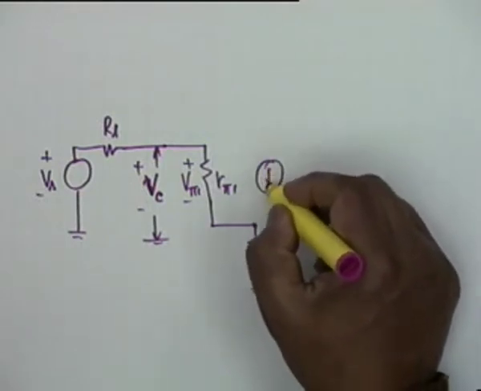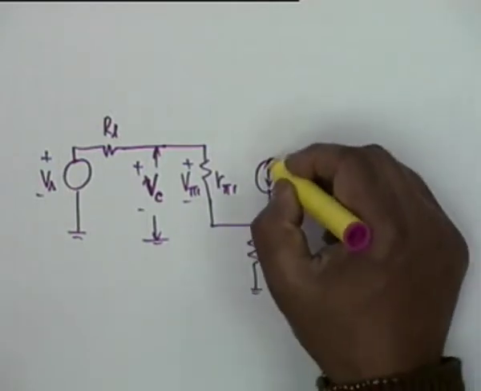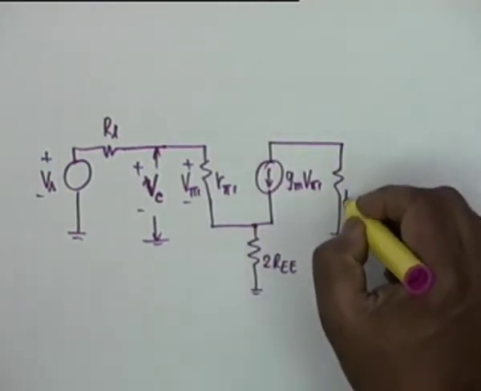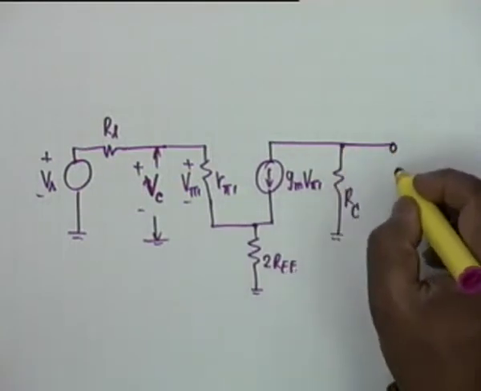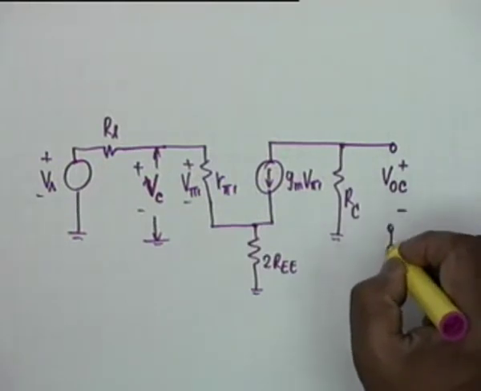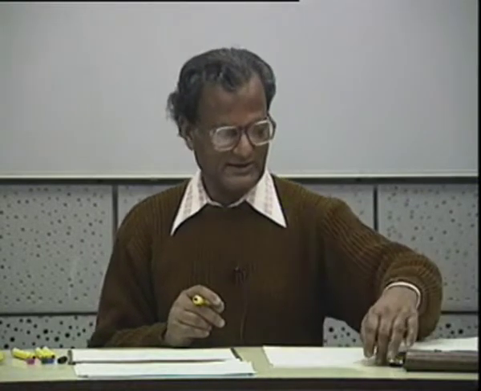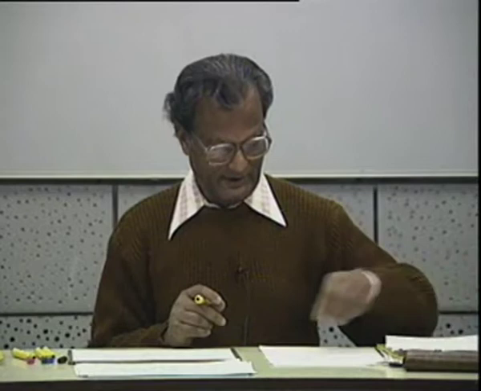Then we have gm v pi 1 coming here, and I have R sub C, the collector resistance, and this voltage is VOC. If you recall, we have analyzed this circuit earlier. This is the common emitter circuit with unbypassed emitter resistance, and therefore we did not repeat the analysis. We can write the gain very simply.